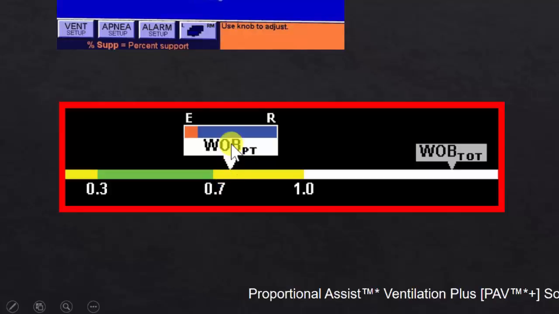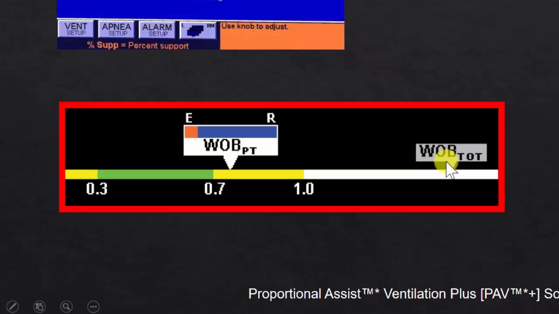So if you see someone struggling, especially if they're struggling and their work of breathing is outside of this comfortable zone, we could raise the proportional assist pressure to 60%. That would scooch this work of breathing down towards the left because the machine would be doing more breathing. So what's the difference between this and pressure support?